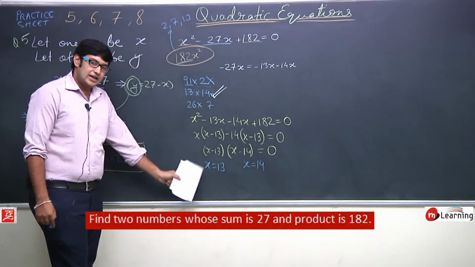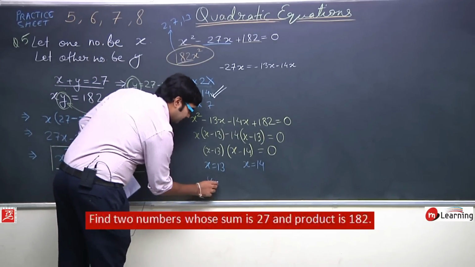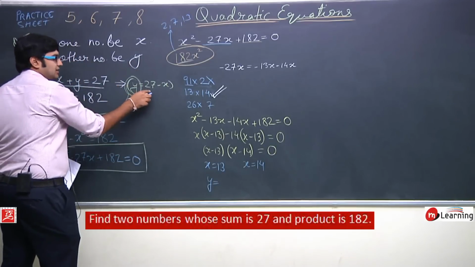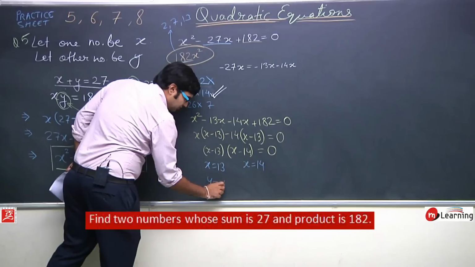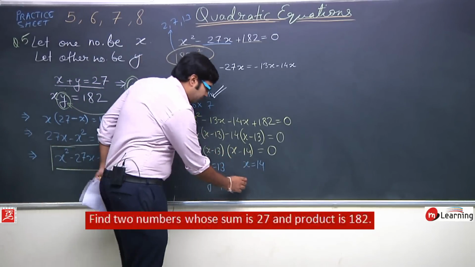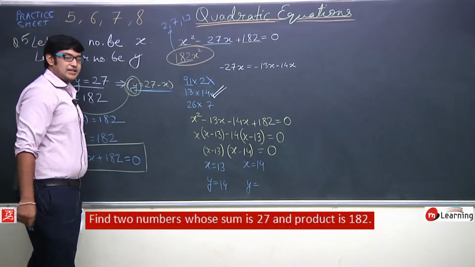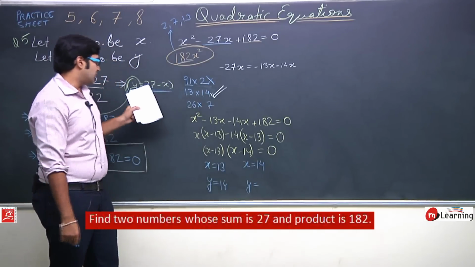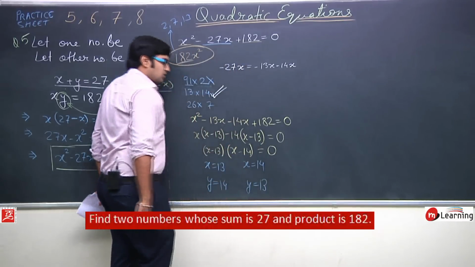Now observing this, x is equal to 13. If x is 13, then what will be the value of y? You can see x is 13 and y is basically 27 minus x. So 27 minus 13 will give you 14. And if x is equal to 14, then what will be the value of y? Again, to calculate the value of y, you can use this relation, y is equal to 27 minus x. So y is equal to 27 minus 14, which will give y is equal to 13.